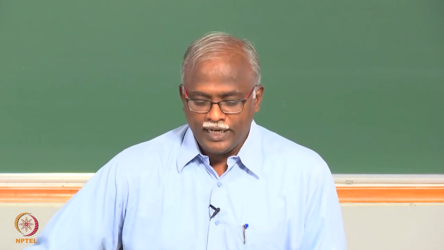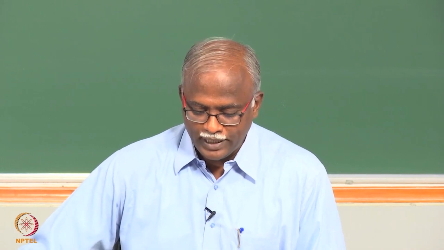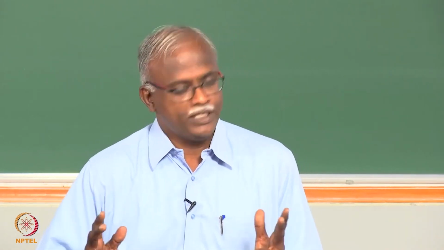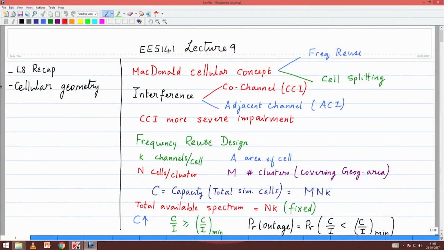So to quickly highlight, the main contributions that we looked at in lecture 8 were the contributions of McDonald, the cellular concept, which consists of two important parts. One is frequency reuse, the other one is cell splitting. And between those two concepts, more or less we've been able to handle all the key elements that we needed to work with in the context of the design of a cellular system. So we would like to now move on to understanding some of the other elements.